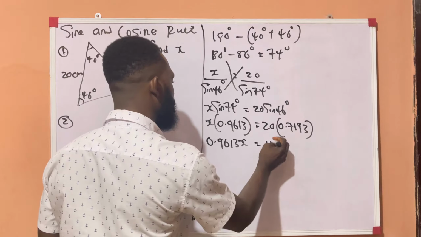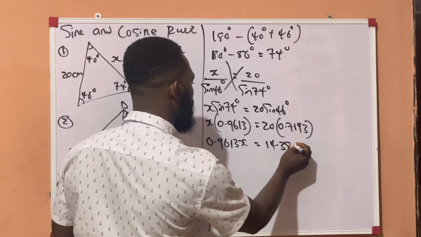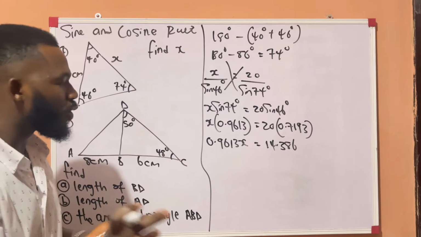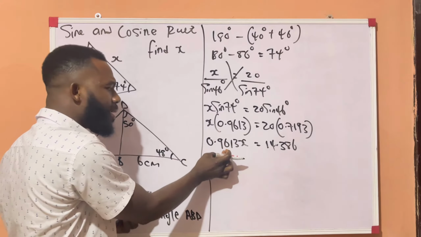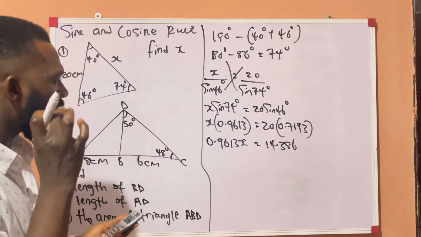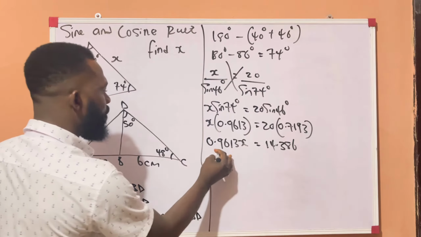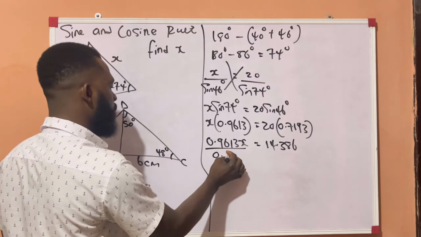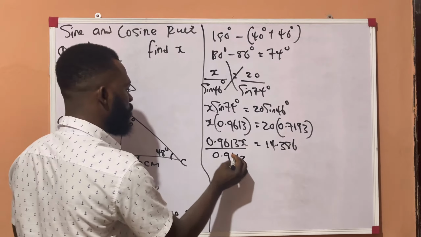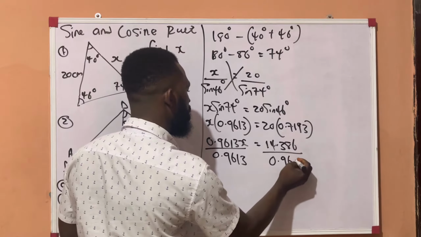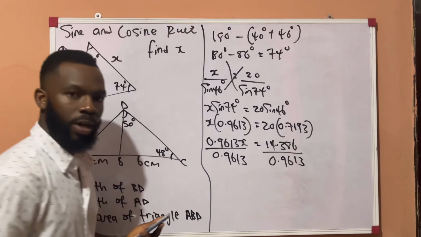So we have 0.9613x equal to 14.386. Since we are looking for the value of x, we have to divide both sides by 0.9613 so that x becomes the subject of the formula.